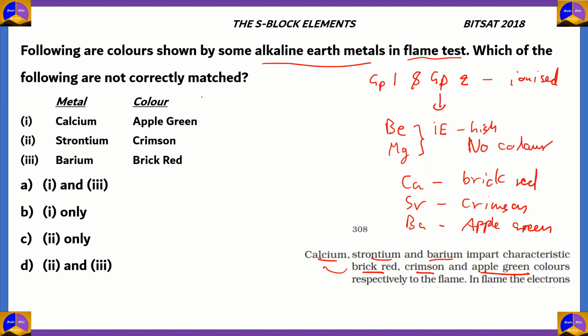Now, in the given table, calcium is given as apple green and barium is given as brick red. So there is an inversion of the colors for those two elements. That means both 1 and 3 are incorrect. So option A, 1 and 3, is the correct option for this question in 2018. 1 is not correctly matched to its color, and 3 is also not correctly matched to its color.